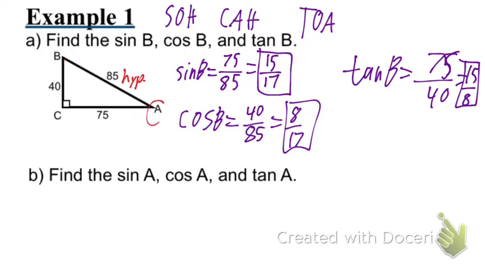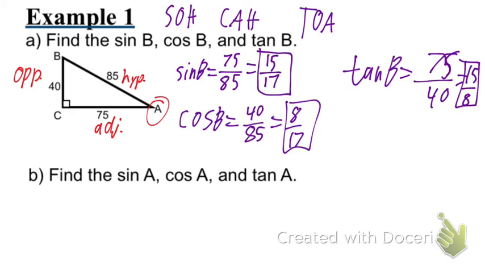So what is 40 now? It's no longer the adjacent. It's the opposite. Very good, Dylan. And that makes 75 the what? Adjacent. So I want you guys to find the sine, cosine, and tangent of angle A. When you have it or have questions, raise your hand.